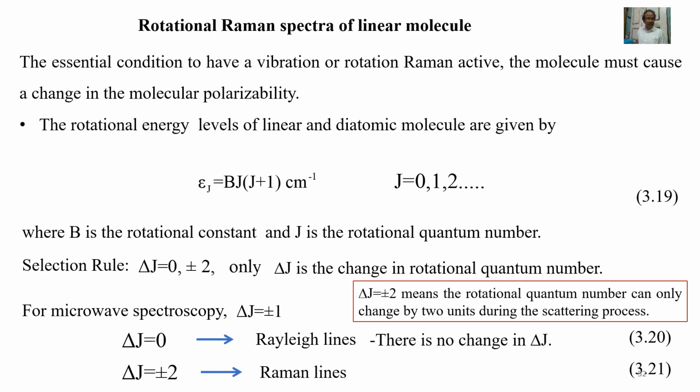When a molecule gains rotational energy from a photon, the scattered light loses energy and the lines appear at lower wave numbers. These are called Stokes lines. When a molecule loses rotational energy to a photon, the lines appear at higher wave numbers. These are called anti-Stokes lines.